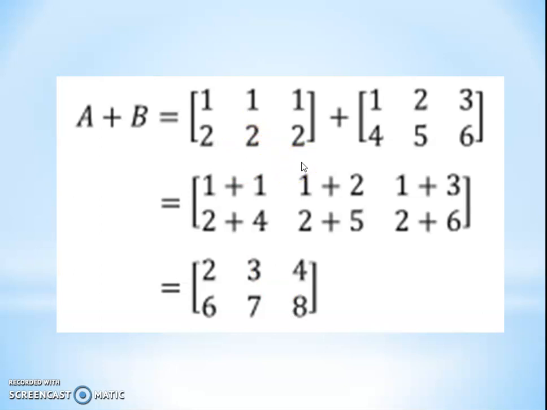In the previous example we took a matrix with 2 rows and 2 columns. In this example we take matrices with 2 rows and 3 columns. The addition is the same. The positions are A11, A12, A13, A21, A22, A23. Here B11, B12, B13, B21, B22 and B23. So we have to add the positional elements only.